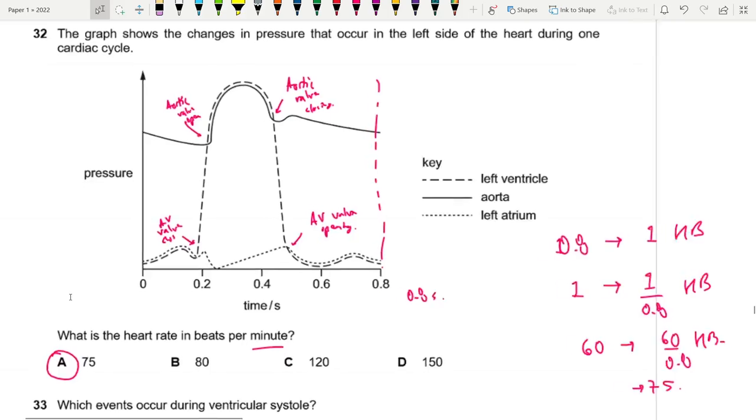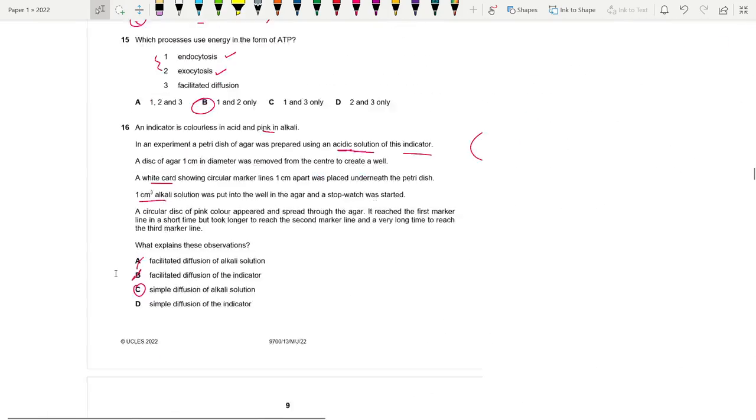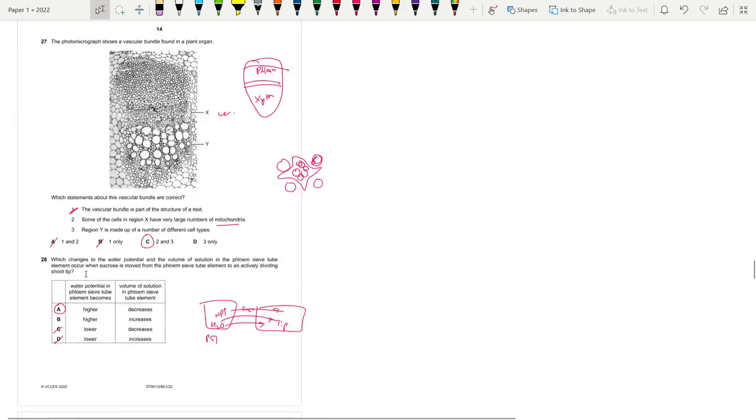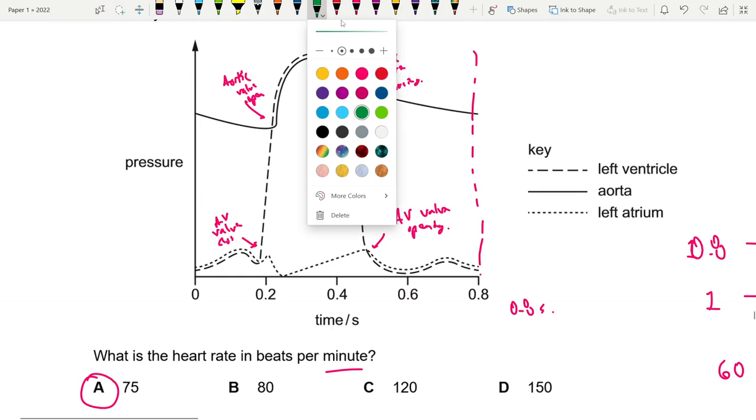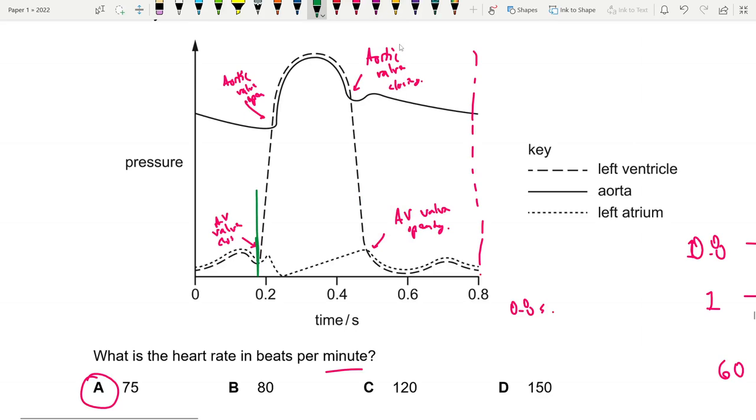So what's happening in this section actually? From this moment onwards to this section, the ventricle is full because it's in a closed space. In this region over here, the atria have just finished pumping blood into the ventricles. Now the ventricle is just about to contract.